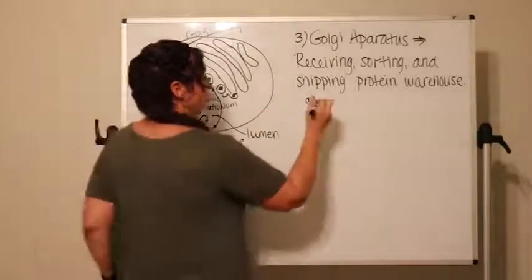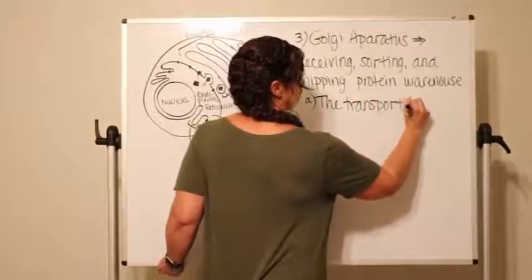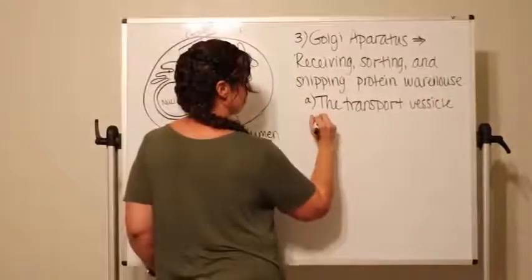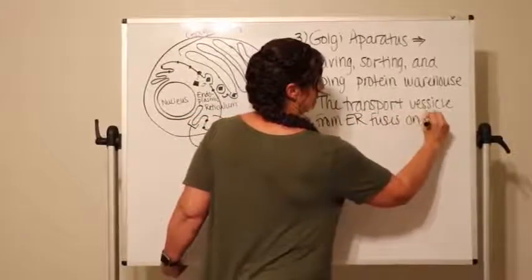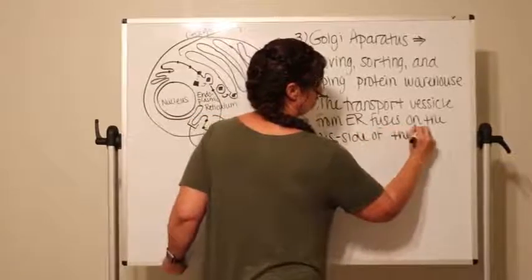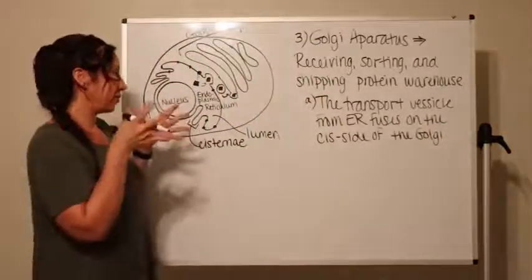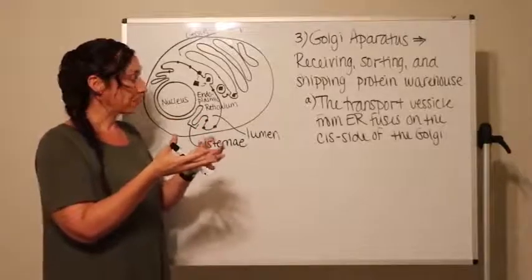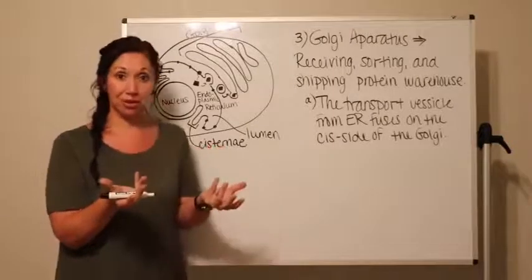So what happens is the transport vesicle that's carrying this precious protein cargo, the transport vesicle from the ER, fuses on the cis side, C-I-S, cis side of the Golgi. And here's the fun part of how this protein actually matures as it travels through the Golgi. So this protein is now tasked with kind of growing up because it's not completely mature yet.